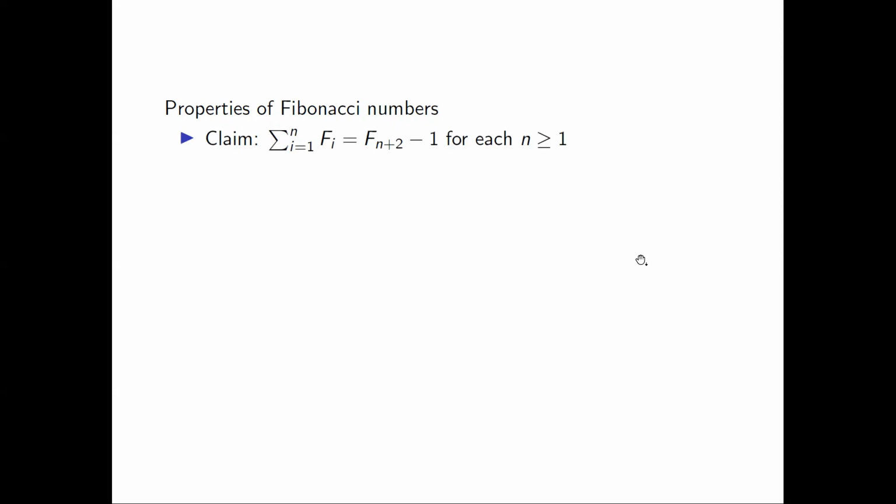So the first property that I claim is true is that this summation, the sum from i equals 1 to n of f of i, the ith Fibonacci number, that sum is equal to f of n plus 2 minus 1. In other words, 1 less than the n plus second Fibonacci number. I claim this holds for all n greater than or equal to 1. We can prove this using induction. In fact, we can prove it using weak induction. We don't even need to use strong induction.